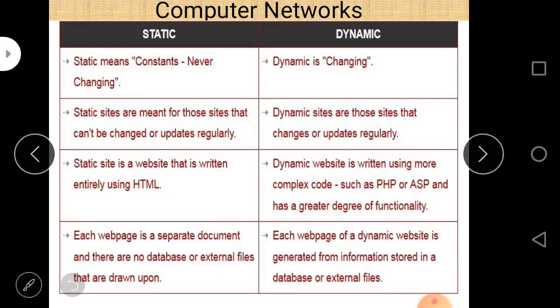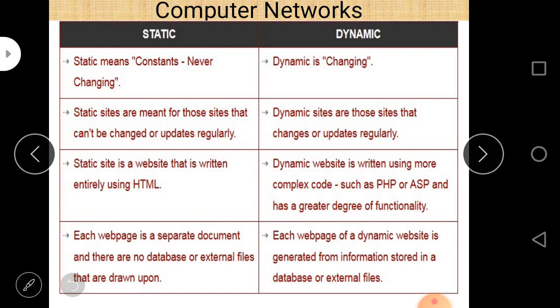Next is static web page and dynamic web page. This is also in your syllabus. Static means never changing, but dynamic means changing. That tells the whole story about static and dynamic web pages. Static sites are those that cannot be changed or updated regularly, and dynamic sites are those that are changed or updated regularly.